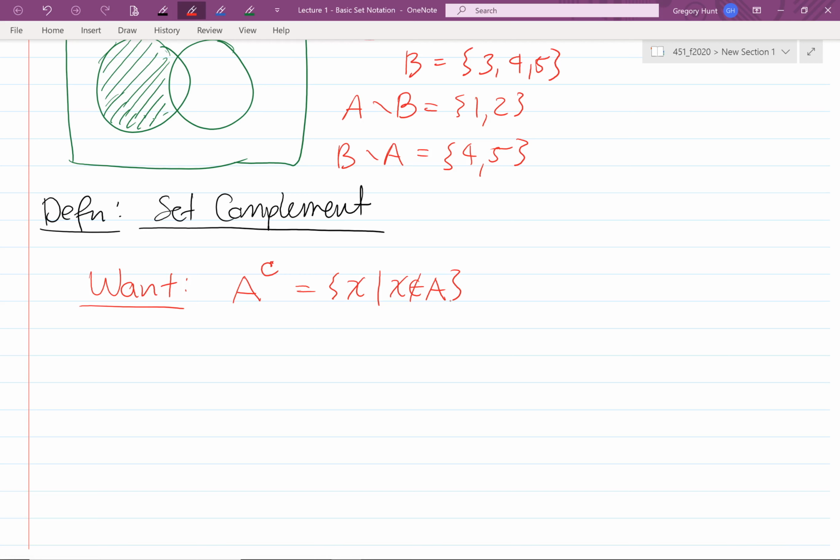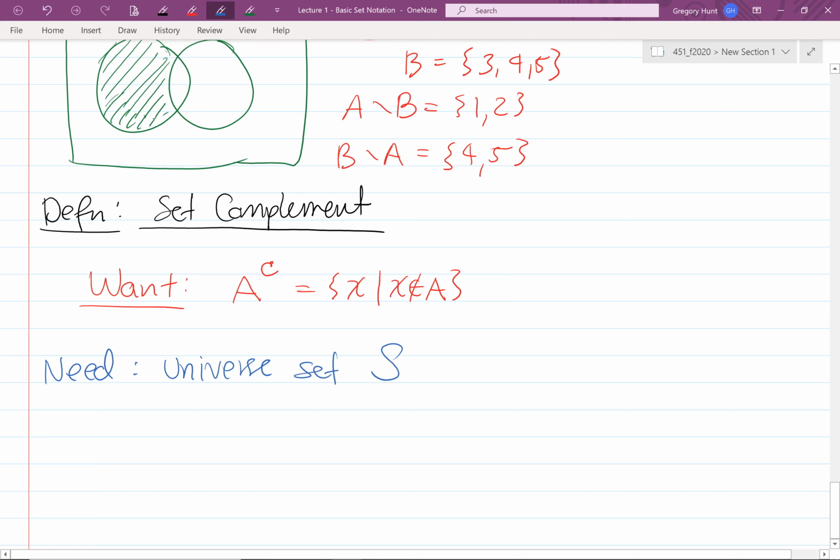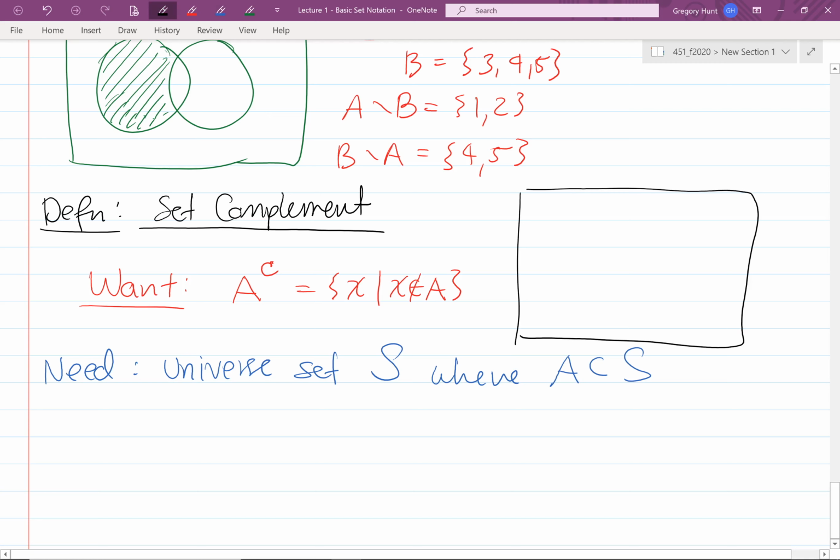Unfortunately, this is a little bit ill-posed. In spirit, it's the right thing to do, but what else is not in my set A? There are lots of things not in my set A. We need to define the complement with respect to some universe. Oftentimes the universe is implicit, but what we really need is some universe set. Let's call it big S. We'll see why S next time. And our set A is going to be some subset of S. So our universe is some set that contains all the possible sets we're going to look at.